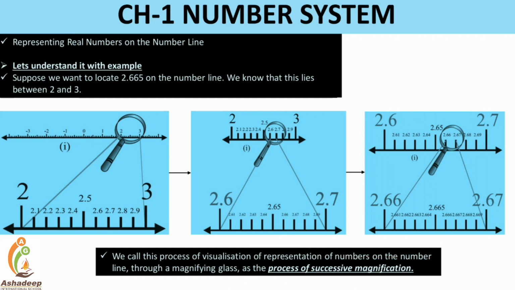This kind of question might be asked in the 1 mark, 2 mark questions, right? What is the process of visualizing or representing a number on the number line through the magnifying glass? That is called the process of successive magnification. So note that down, right?